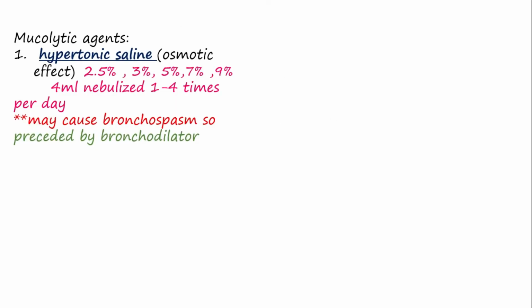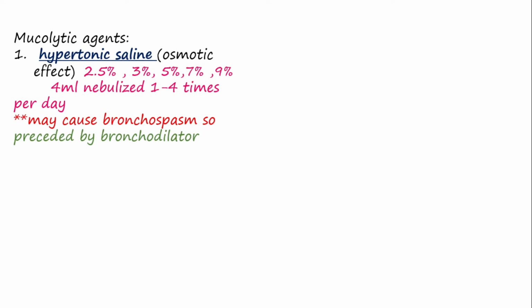And since the mucus is thick, the patient will need a mucolytic agent in their routine. For a mucolytic agent, we have 3 options. The first option is hypertonic saline. The mechanism of action of hypertonic saline depends on the osmotic effect. There are many strengths like 2.5, 3, 5, 7, even 9%. The dose in cystic fibrosis is nebulized 1 to 4 times per day. Actually, we use it with chest physiotherapy.